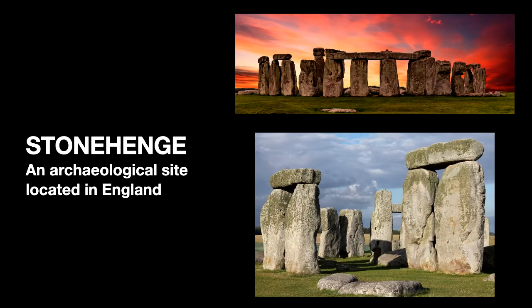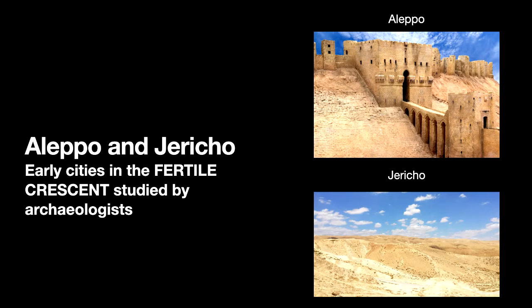Stonehenge, an archaeological site located in England. Take a look at the pictures. The pictures are very important. You really need to be able to identify them. The pictures for Aleppo and Jericho are not important. You just need to remember kindergarten style, like we said before, Aleppo and Jericho, Fertile Crescent. Aleppo and Jericho, Fertile Crescent.